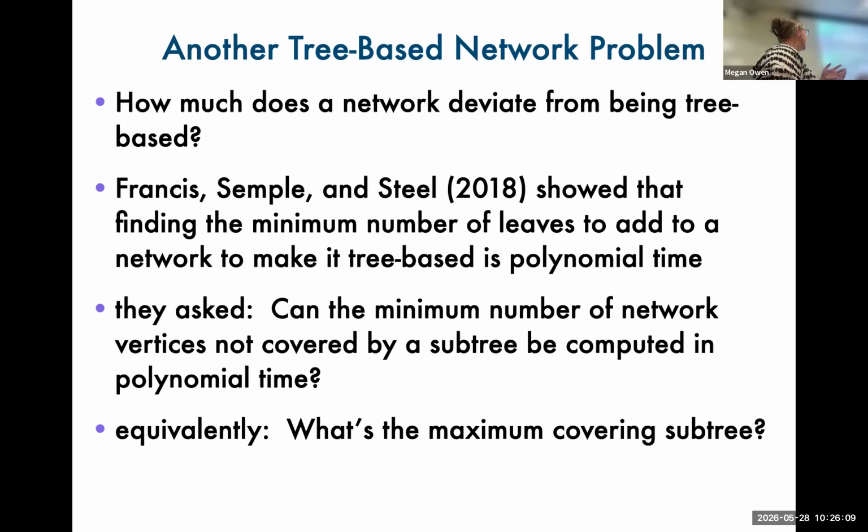And they showed that's polynomial time. And then they had some other measures. I feel like they proved a property or two about them, but one of the ones that they basically presented as an open question was, can the minimum number of network vertices, so if you have a tree cover in the network, basically what's the biggest tree that covers the most vertices? And can you find that in polynomial time? So what's the maximum covering tree or the minimum number of vertices that aren't covered by a tree? So that was another one we looked at.